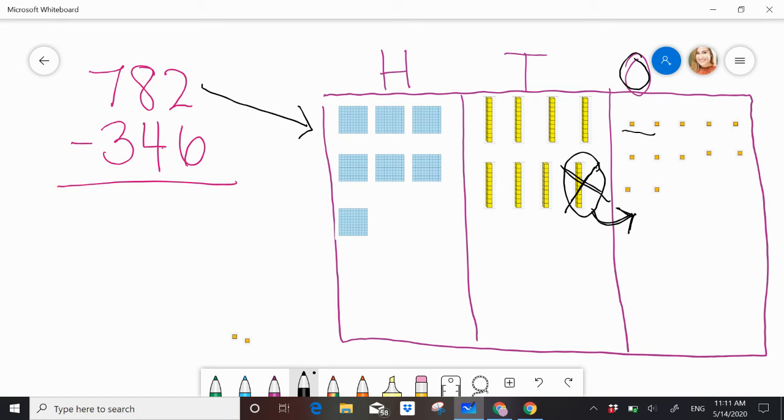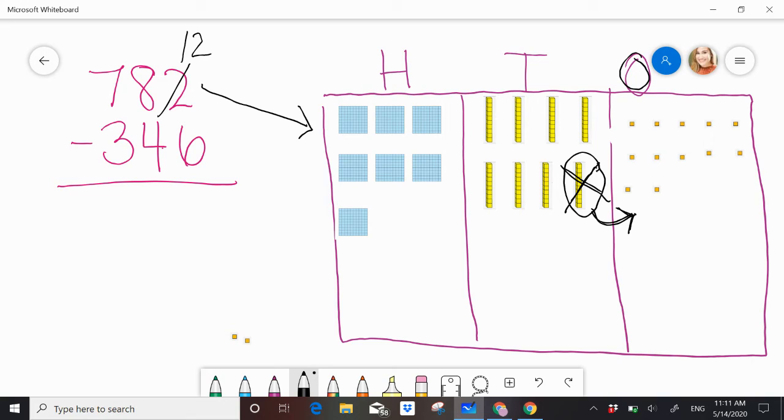Whoa, there's a party. How many ones are there in my ones place now? Well, I had 2 and I added 10. 2 plus 10 equals 12. So I borrowed in the ones place and now I have 12. 12 is certainly bigger than 6. Now I have enough to take away.